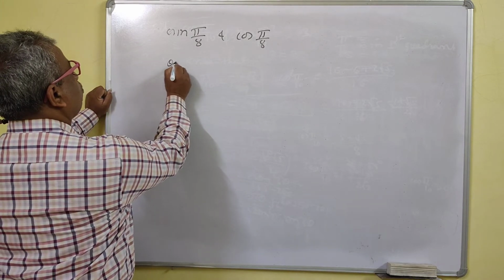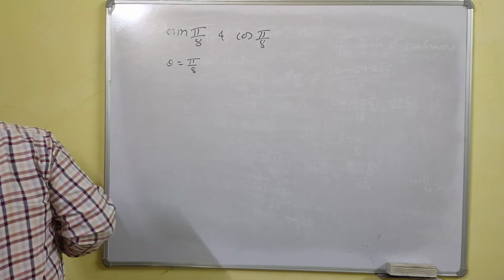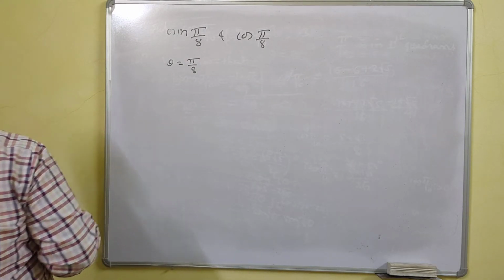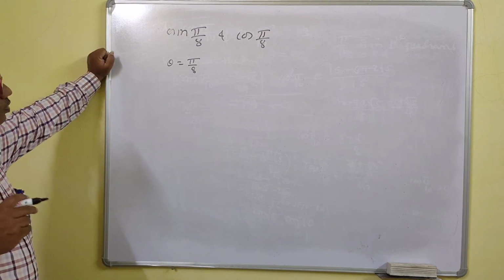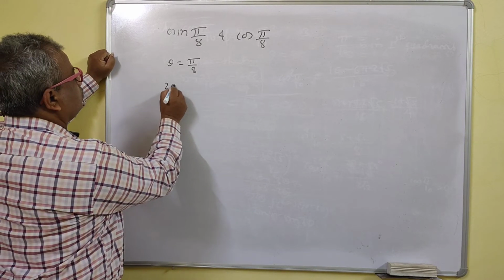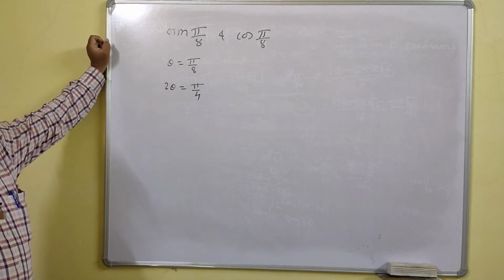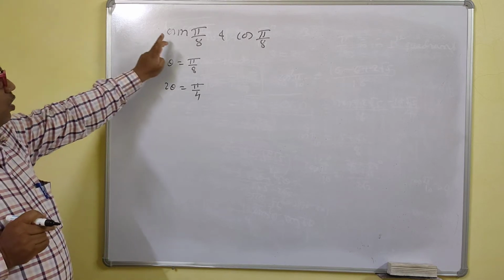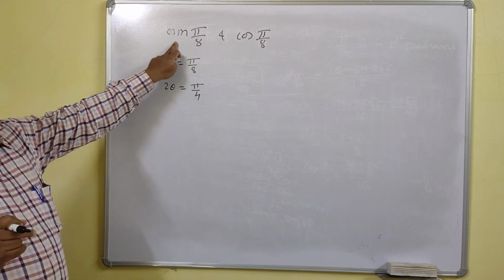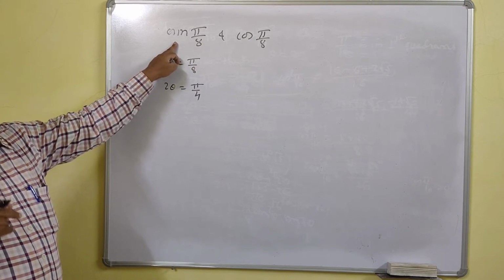Okay, so theta is pi by 8. Now we don't know the value of this. 2 theta is equal to pi by 4. Right? So what we'll do? We'll find the value of sin theta. Instead of finding the value of sin theta, we'll find the value of sin square theta.